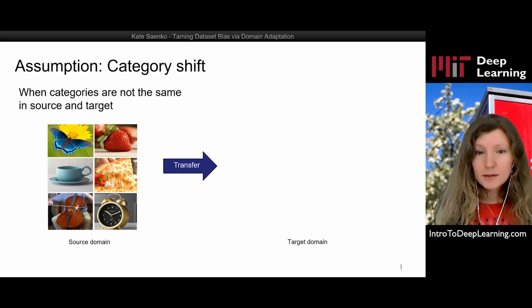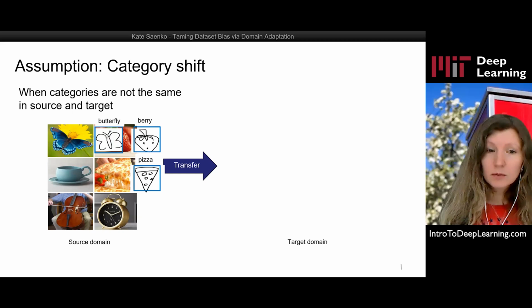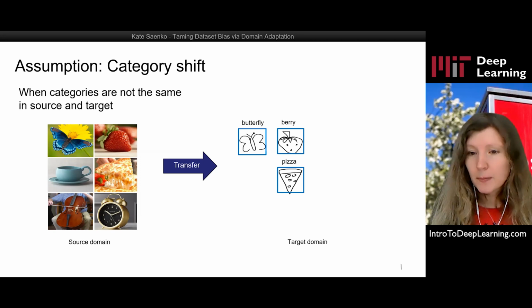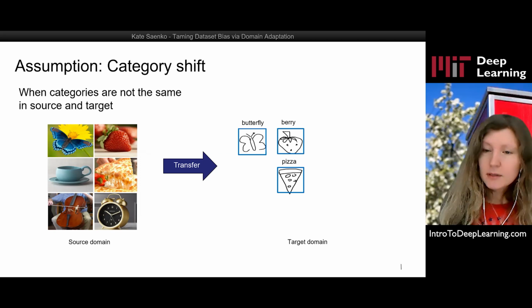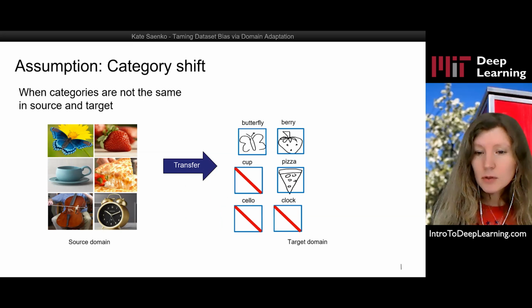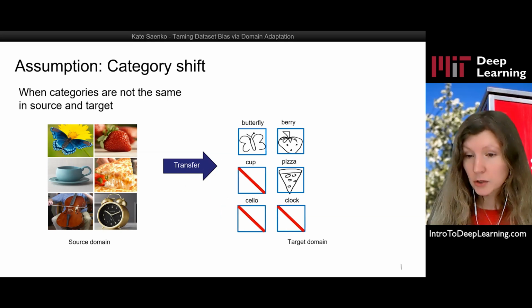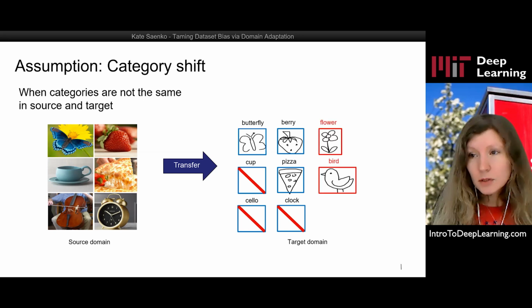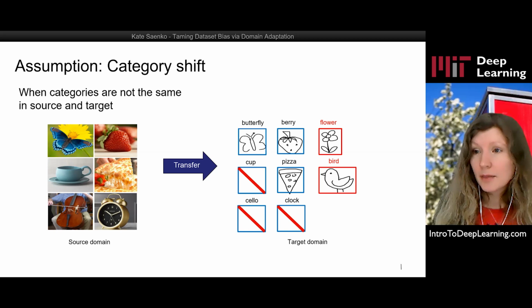So why would we violate this assumption? So suppose we have a source domain of objects, and we want to transfer to a target domain from the real source to, say, a drawings domain. But in the drawings domain, we have some images, which some of those images are the same categories that we have in the source, but some of the source categories are missing in our target domain. Suppose like we don't have cup or cello. And also, we might even have new categories in the target domain that are not present in the source.